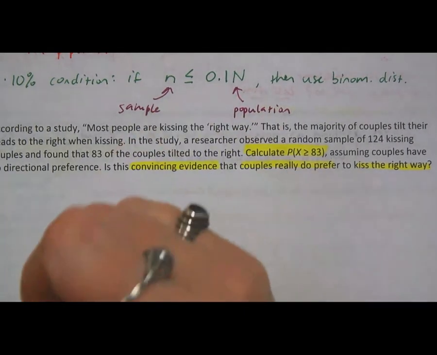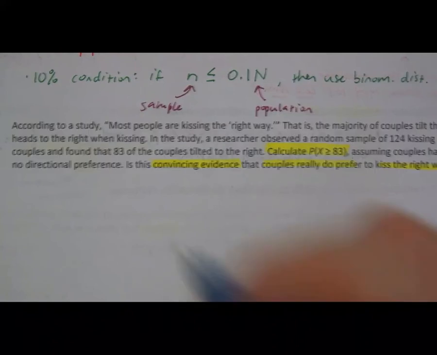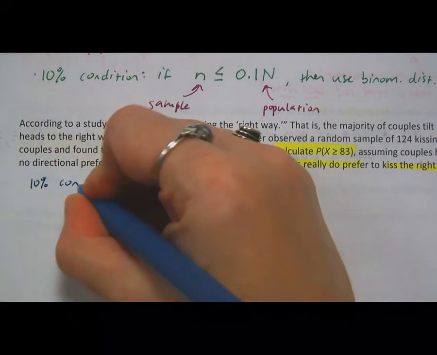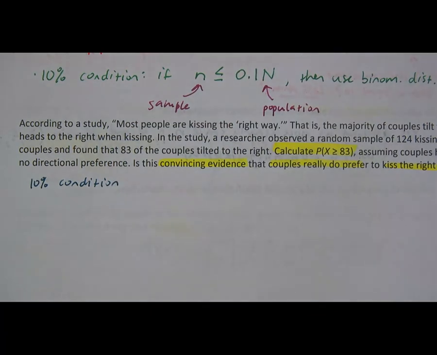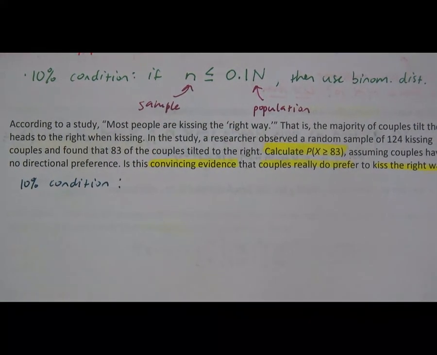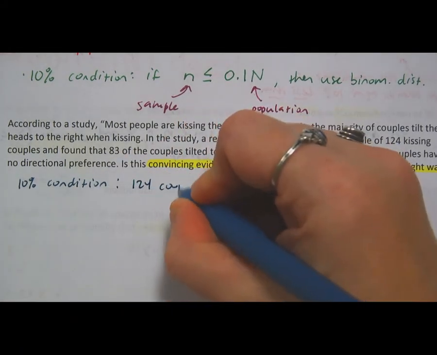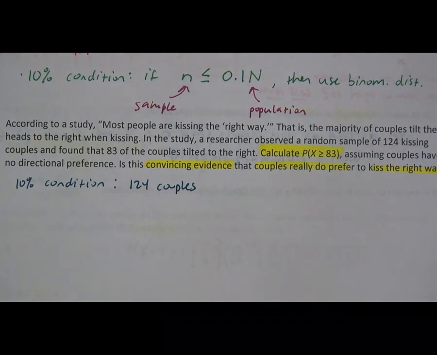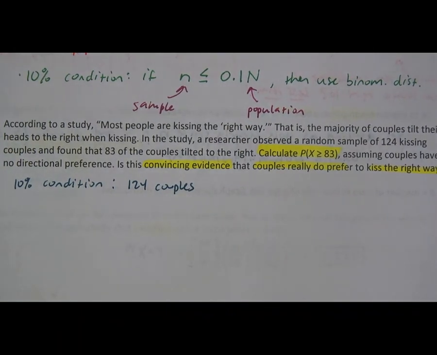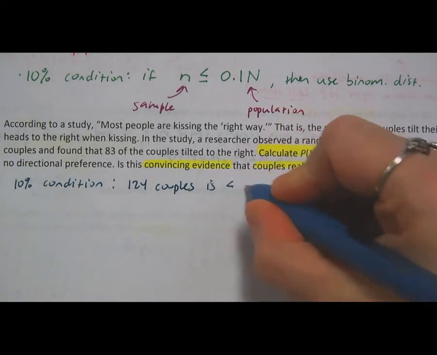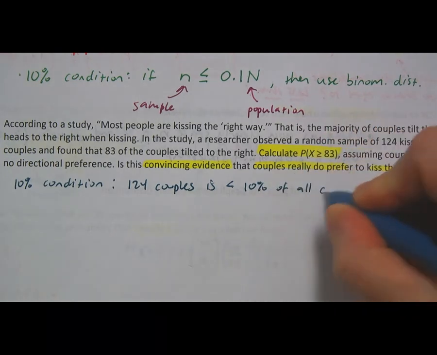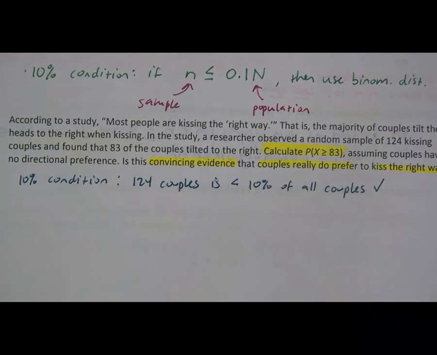All right. So let's check for the 10% condition. So you can see how that works, because sometimes it's just implied. How many couples were in the sample size? 124 couples. Now, is that less than 10% of all couples, the population of all couples? Are there more than 1,240 couples in the U.S., I guess? Yeah. It is less than 10% of all couples. So we just double check. The 10% rule is good.